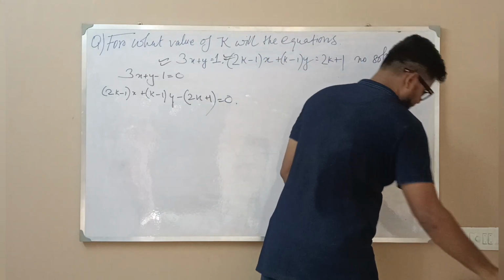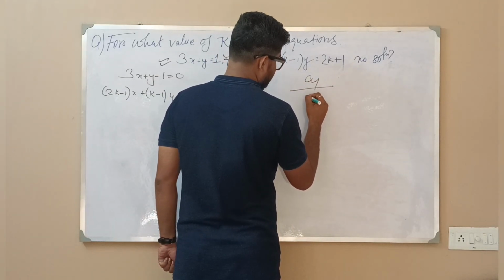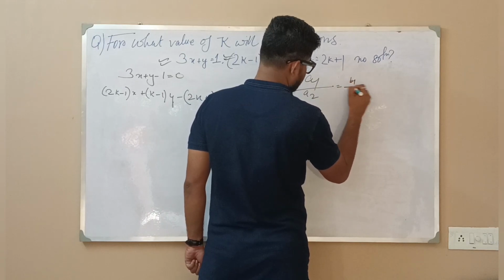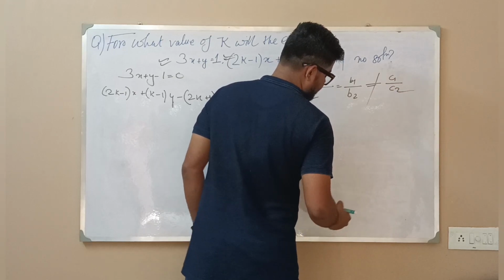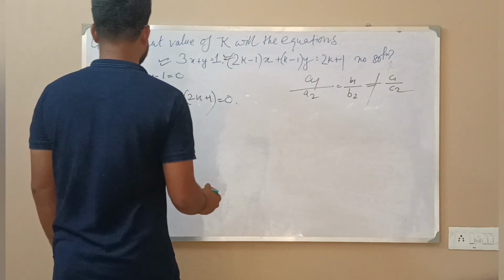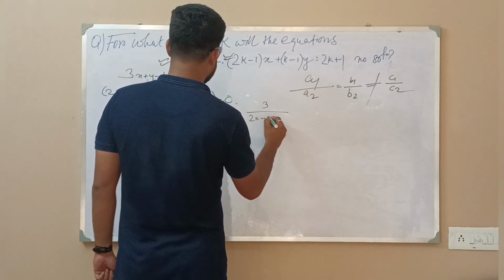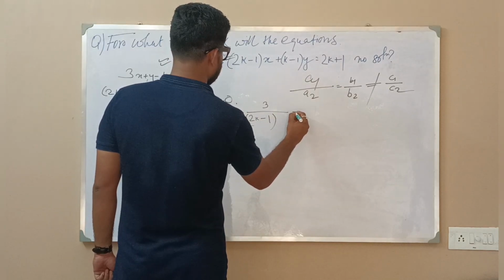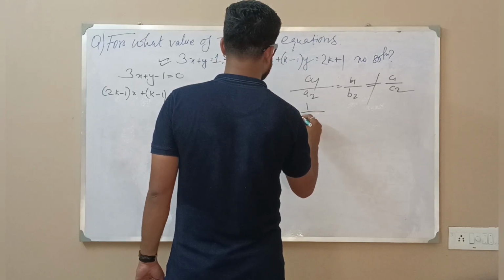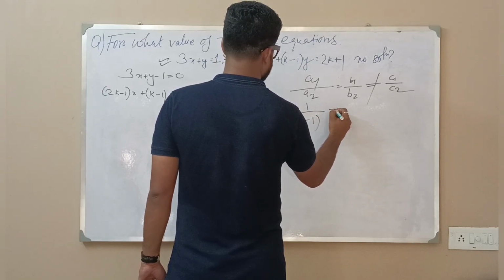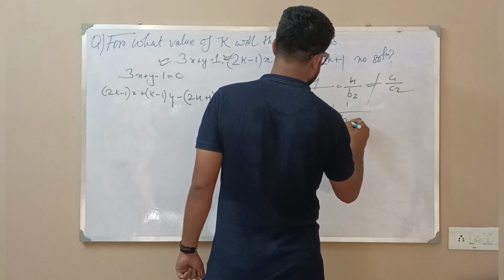So for that, we have to satisfy a1 by a2 equals b1 by b2 not equals c1 by c2. So for that we have to write 3 by 2k minus 1 equals 1 by k minus 1 not equals 1 by 2k plus 1.